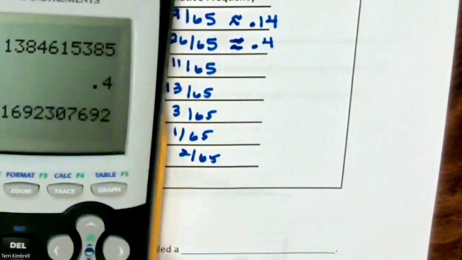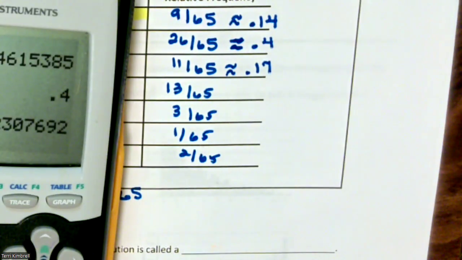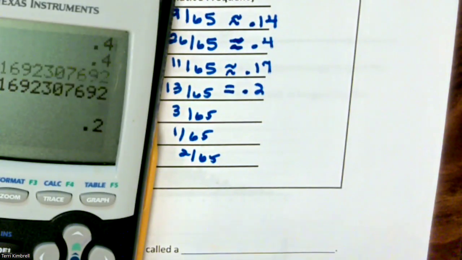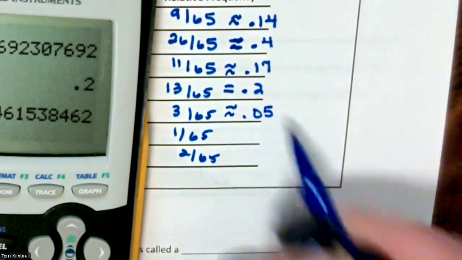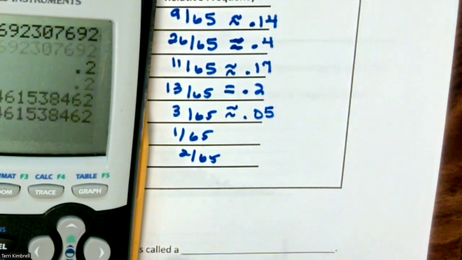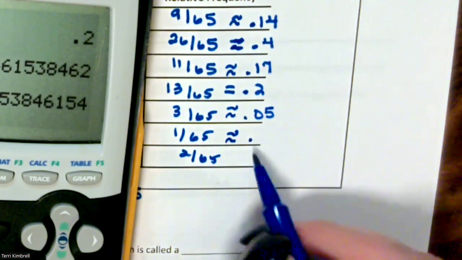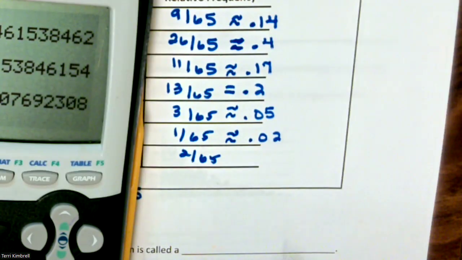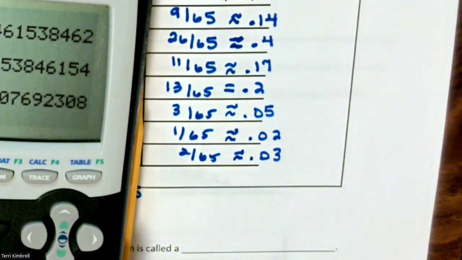And then we have 0.17. That actually comes out to be a 0.2. Approximately 0.05. And you got to pay very good attention with rounding because it will mark you wrong. 0.02. And approximately 0.03.